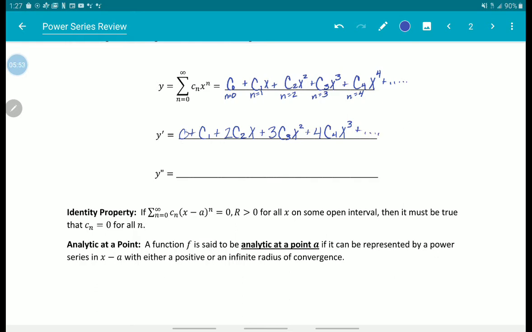So adding 0 doesn't change anything in the problem. So we could actually think about not even putting that term there. So notice that we did lose a term from here to here, and we want to try to express this in terms of summation notation.